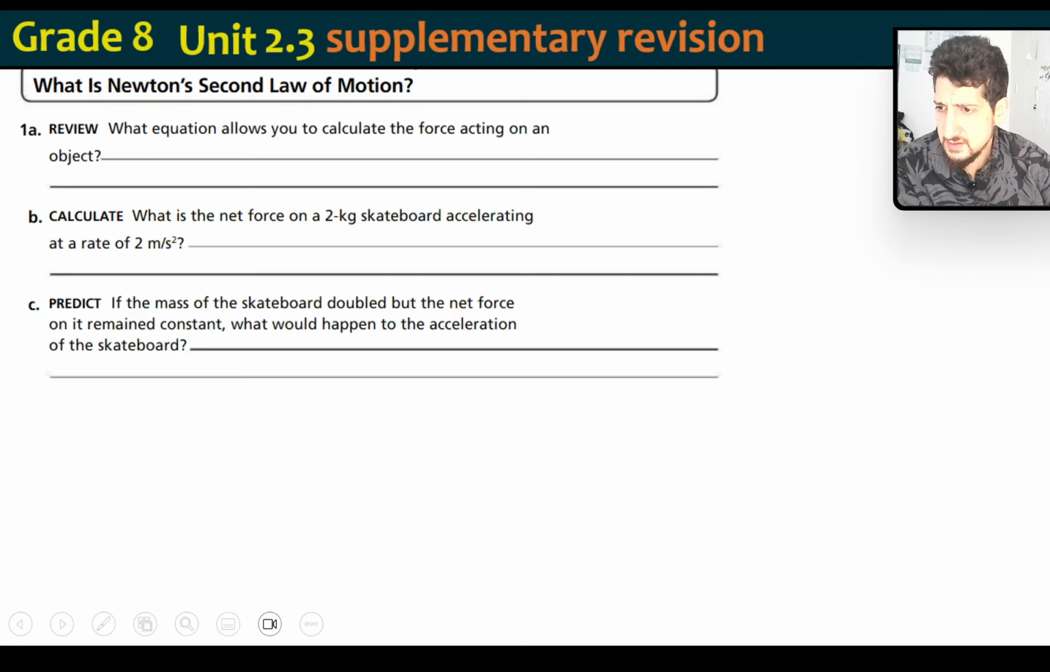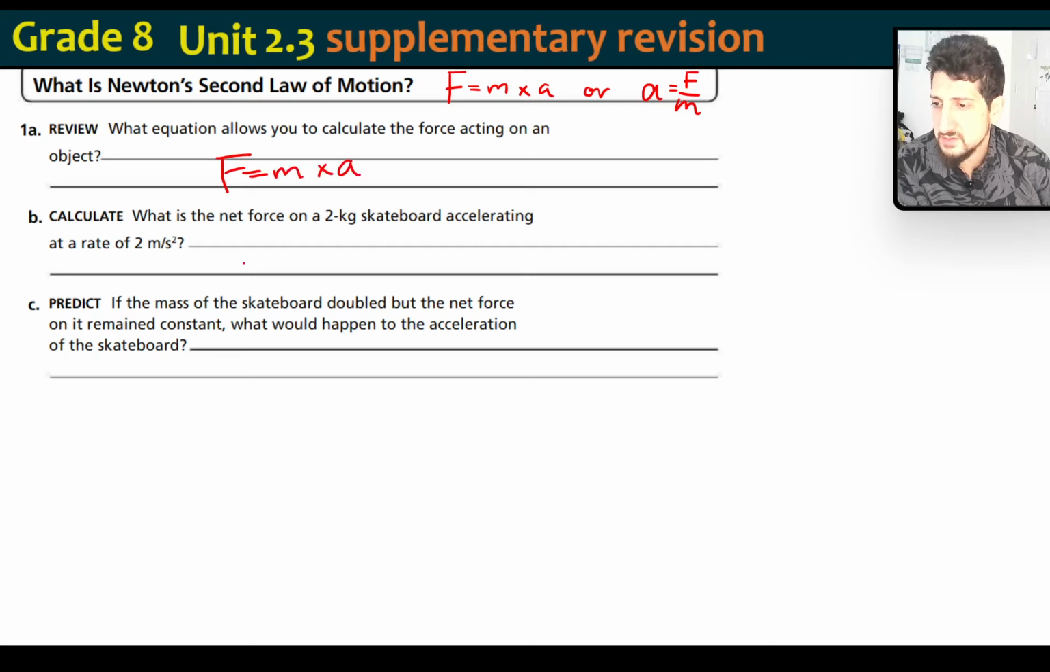So here is a bunch of questions that we have to answer. What is Newton's second law? So we've already answered that. It's force equals mass times acceleration, or acceleration equals force over mass. What equation allows you to calculate the force acting on an object? We've already answered that one. So it's force equals mass times acceleration. Or if you prefer, I can write it out so there's no confusion. Force equals mass multiplied by acceleration.